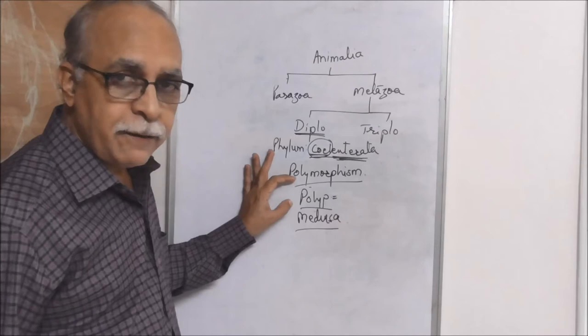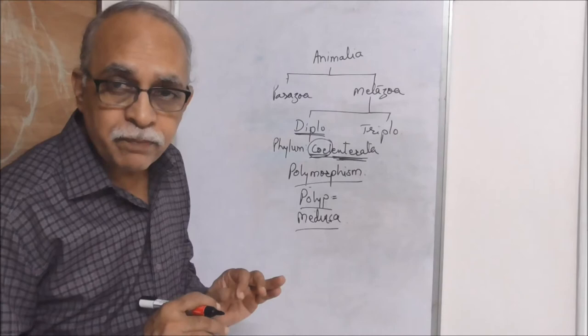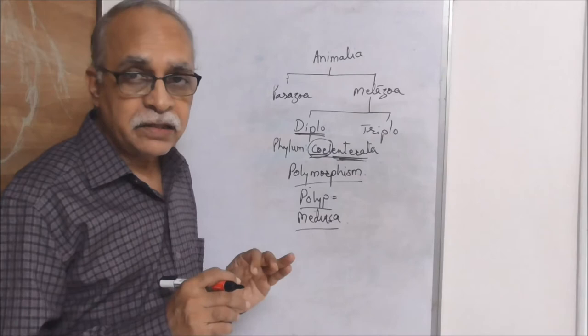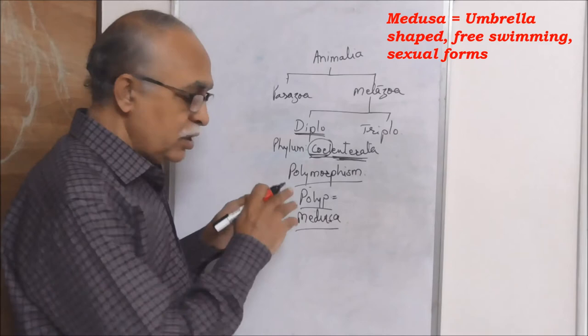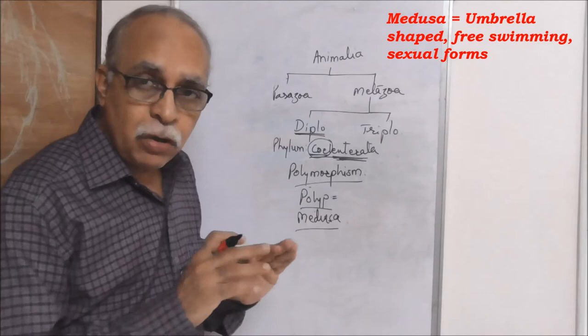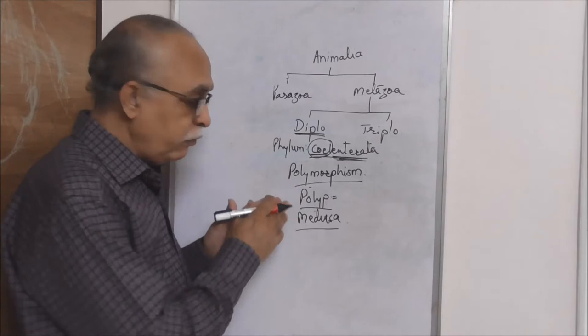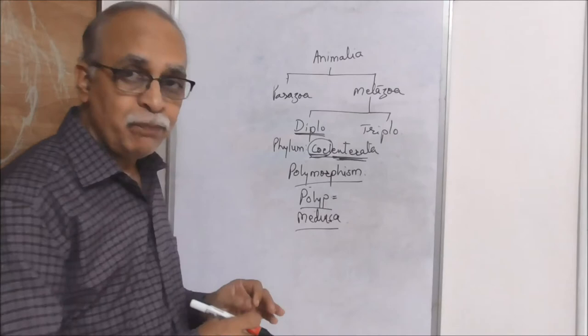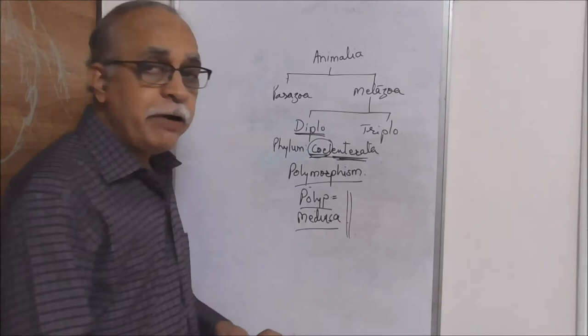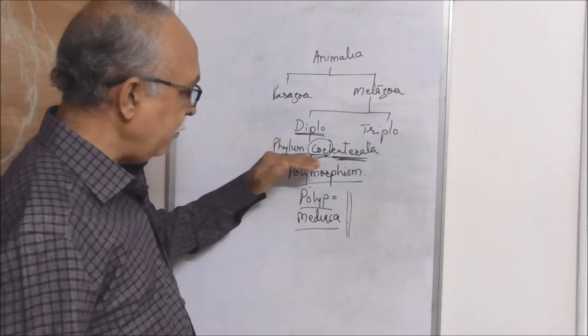So cylindrical, sedentary, asexually reproducing forms, they are polyps, while medusa is umbrella-shaped, free-swimming, sexually reproducing organism. So shape is umbrella-like. It's a free-living animal, motile animal you can say, non-sedentary, and reproduces by sexual means. So cylindrical, sedentary, asexual forms are polyps, umbrella-shaped, free-swimming, sexually reproducing forms are medusae. That's a clear-cut differentiation. Now, all of them show different types of cells. What are these types? The prominent one by which the phylum is identified.